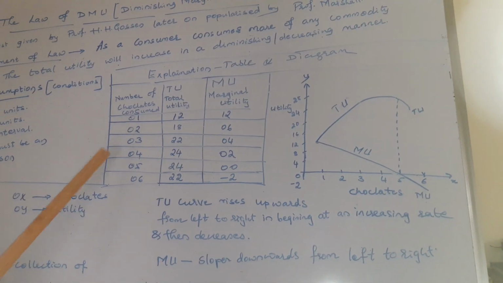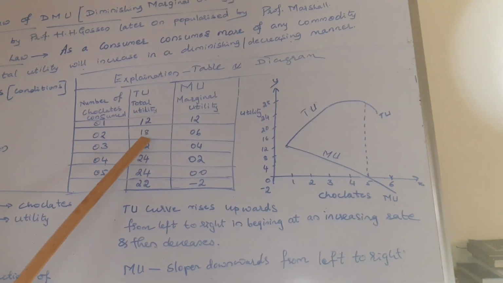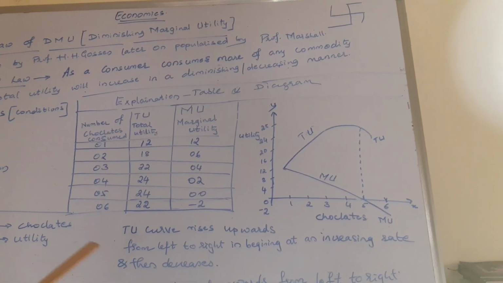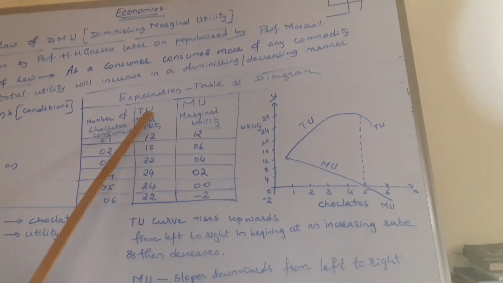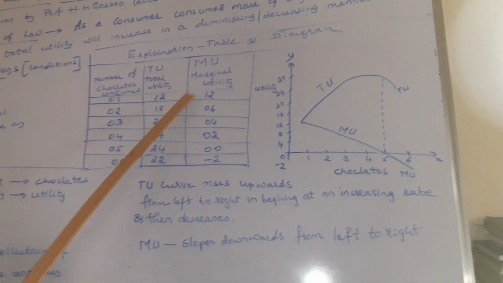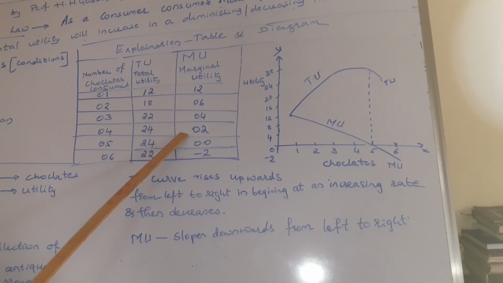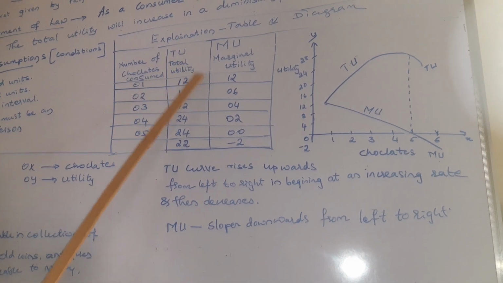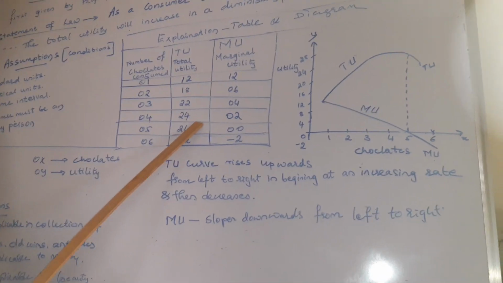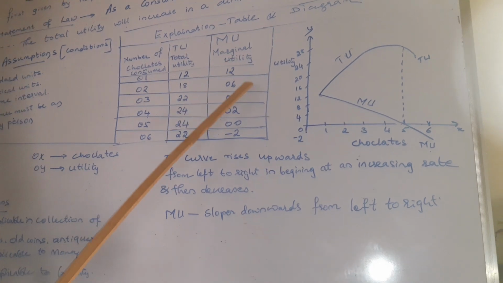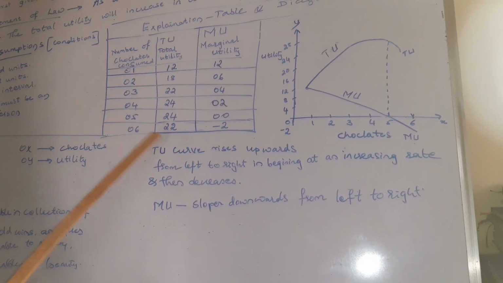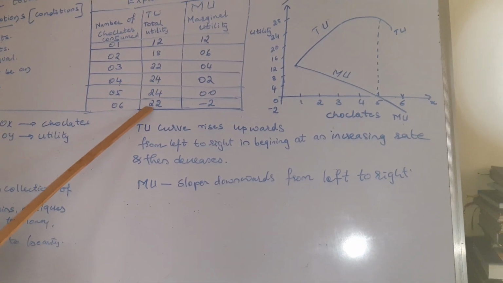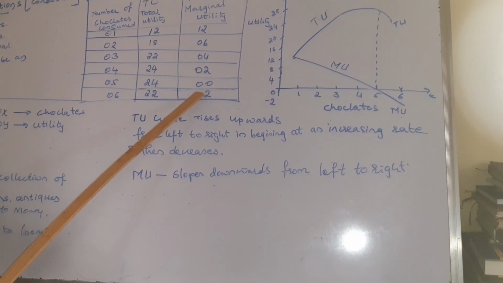When he consumes the third chocolate, the total utility will further increase to 22, whereas the marginal utility will decrease to 4. For the fourth chocolate, the total utility will further increase to 24. The marginal utility will further decrease to 2. For the fifth chocolate, the total utility will remain same as that of the fourth unit, whereas the marginal utility will become 0. And for the sixth unit, when total utility decreases to 22, the marginal utility becomes negative.